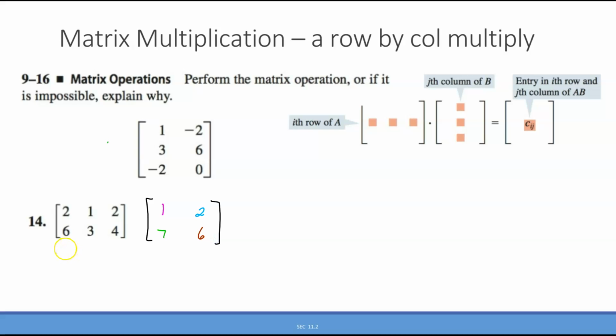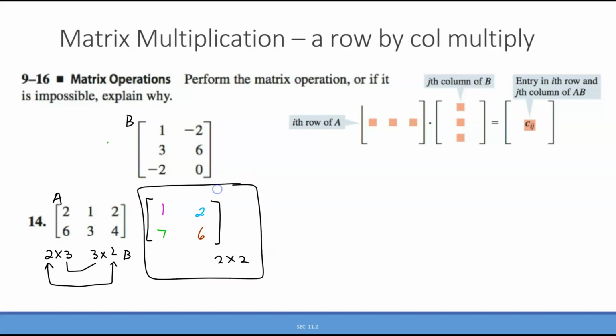Notice that we started out with a 2 by 3 matrix for A. We had a 3 by 2 matrix for B. These numbers matched, so that told us that we could do the matrix multiplication, and the result was going to be a 2 by 2 matrix, and that's what we see here. Now some of these get a little lengthy, so let's check our answer in the graphing calculator.